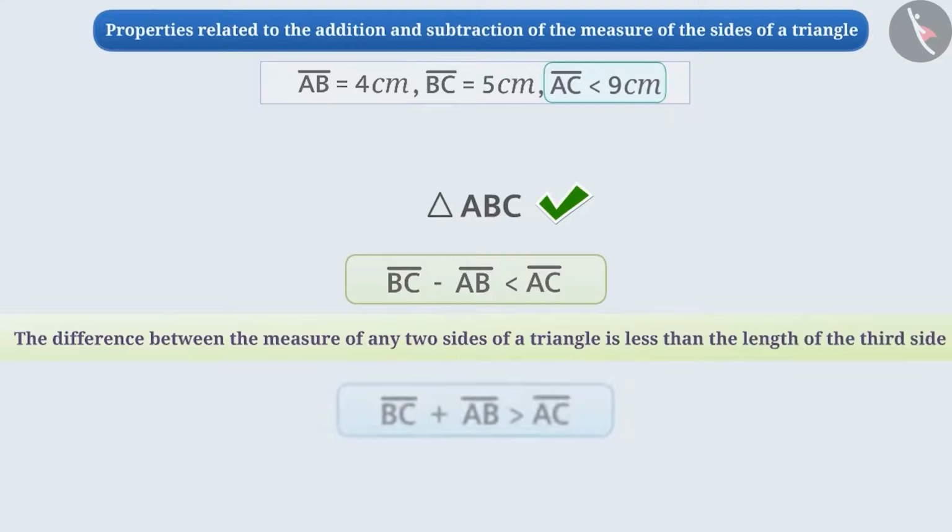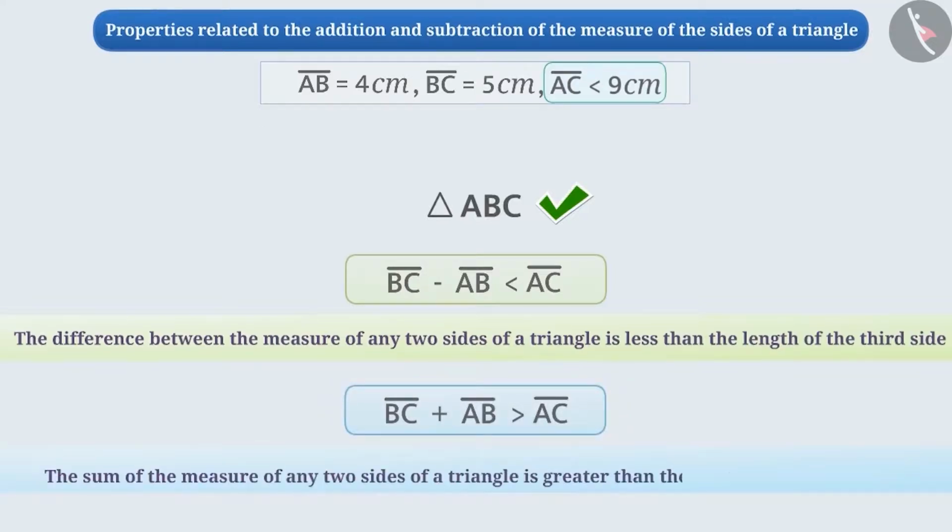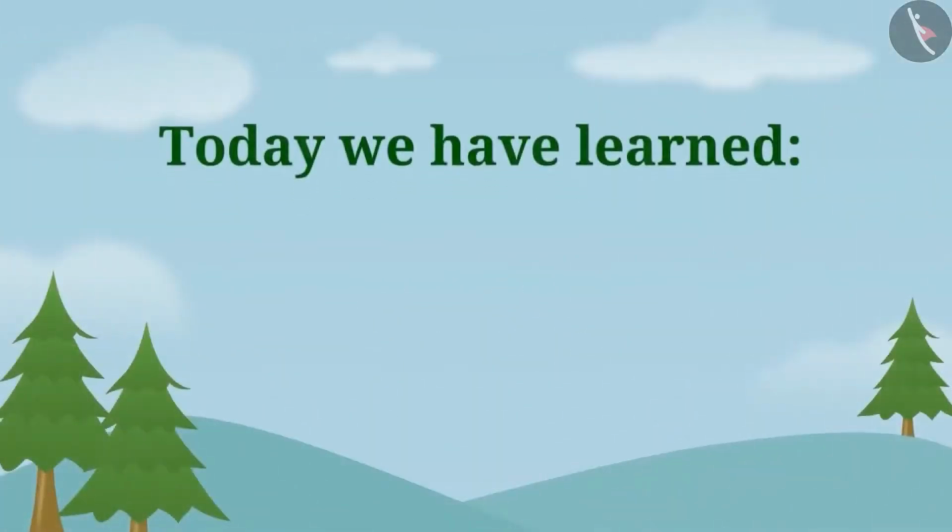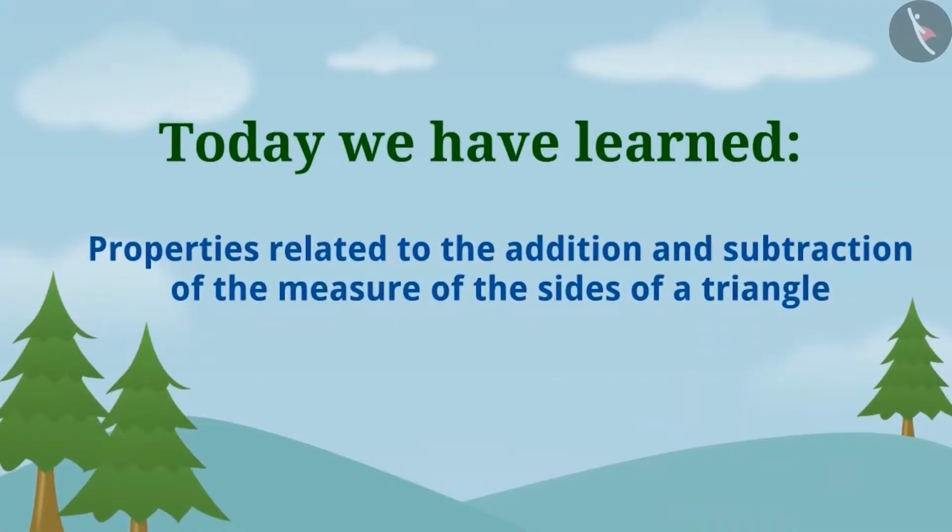In this way, we can say that the sum of the measure of any two sides of a triangle is greater than the length of the third side, but the difference of the measure of any two sides is less than the length of the third side. Today we have learned about the properties related to the addition and subtraction of the measure of the sides of a triangle. We will see some examples related to it in the next video.